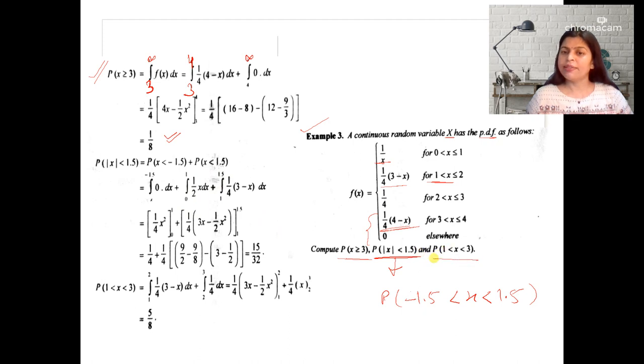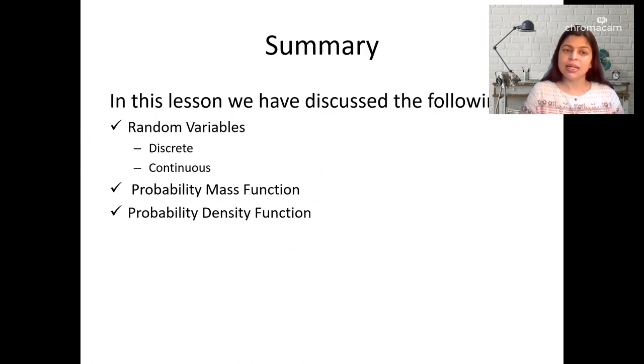For this one, from 1 to 3 you will have to use only these two intervals, then integrate and you will get your answers. Here we were just interested in probabilities. I hope these points have been clear to you, and you have understood random variable, discrete, continuous and their probability functions. In this lesson we learned this much: the probability mass function corresponds to a discrete random variable and the probability density function corresponds to a continuous random variable.